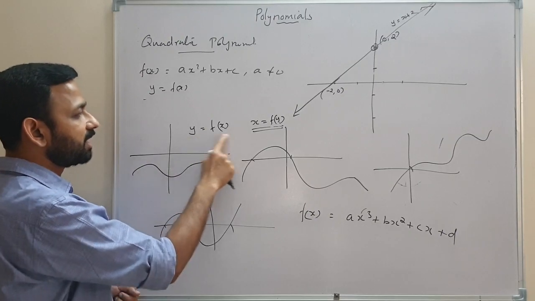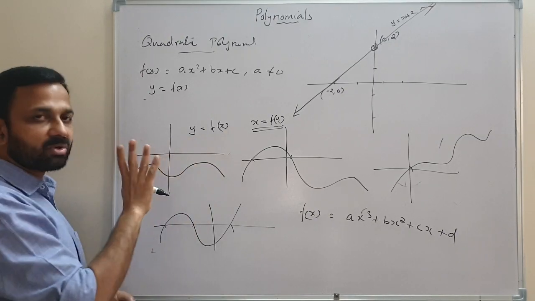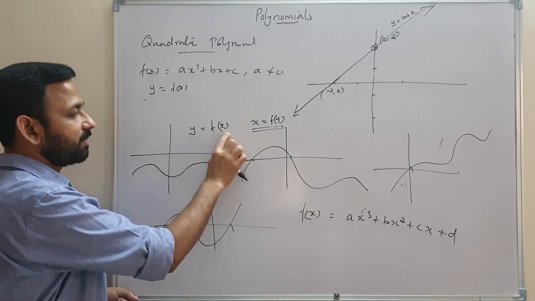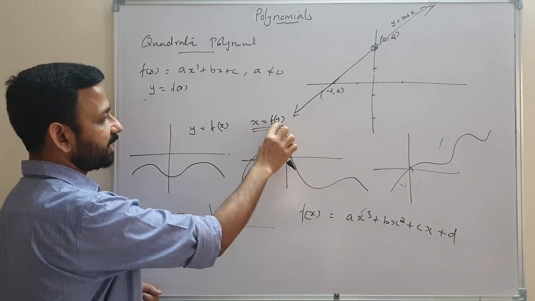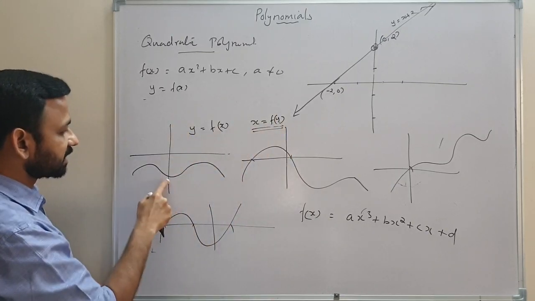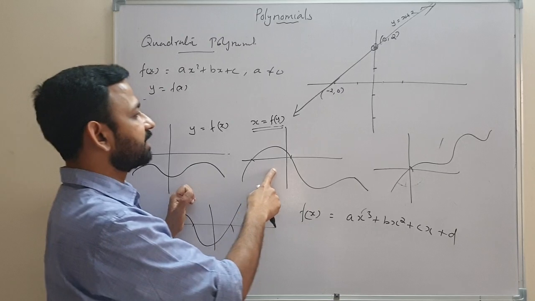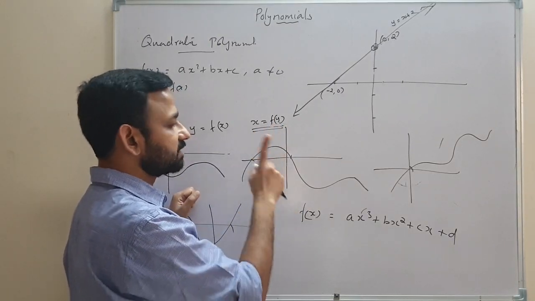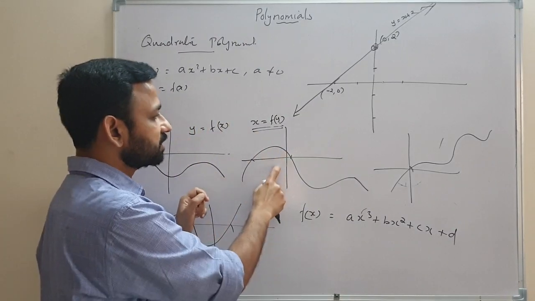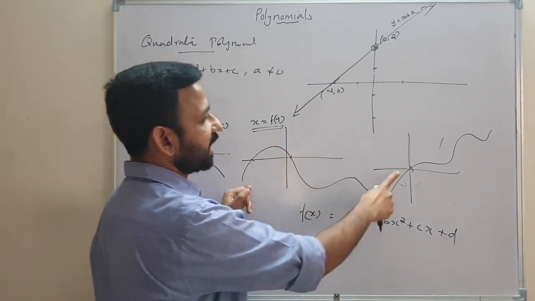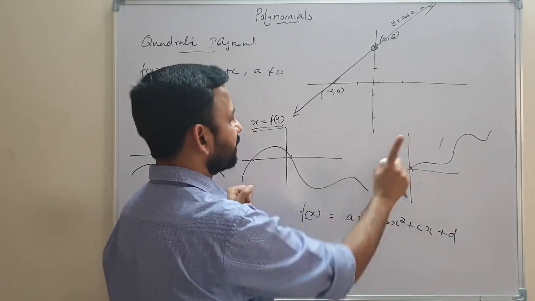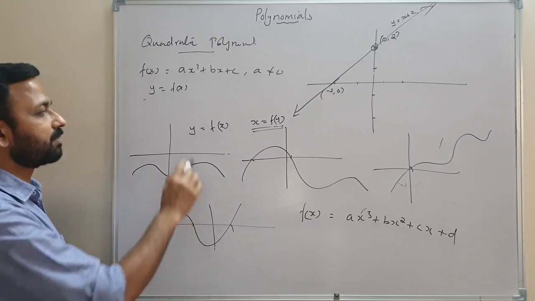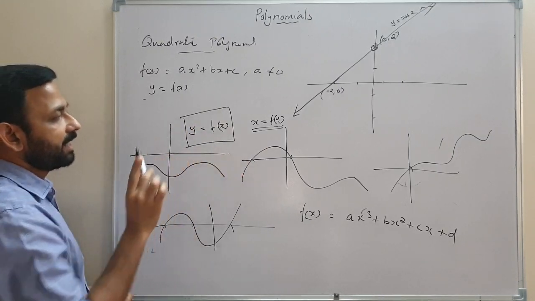But for this polynomial, it is not intersecting the x-axis, so the number of zeros is 0. But for this polynomial, the variable is y, so how many times does it intersect the y-axis? 1 time. And for this polynomial, how many times is it intersecting the y-axis? Exactly 1 time. The number of zeros of this polynomial will be 1, and here also the number of zeros will be 1, and here also exactly 1 time.